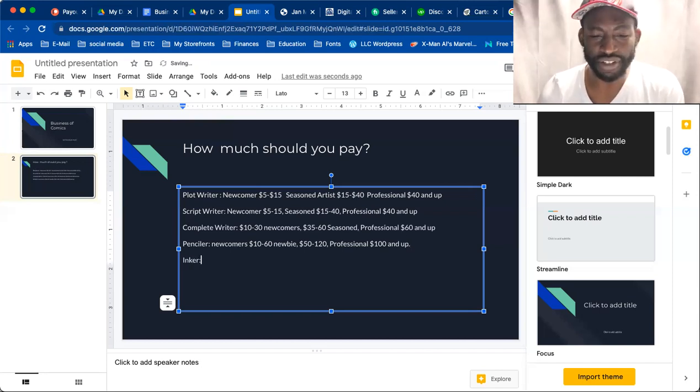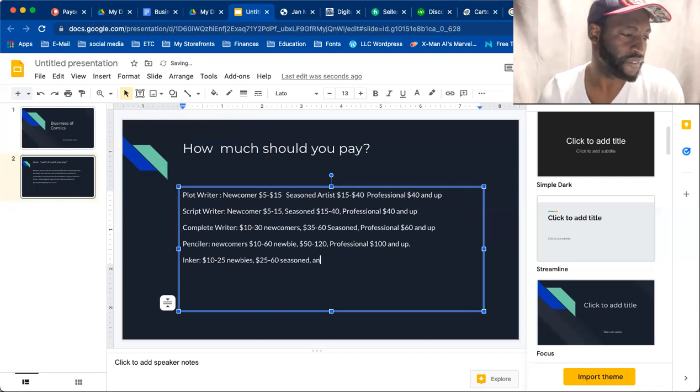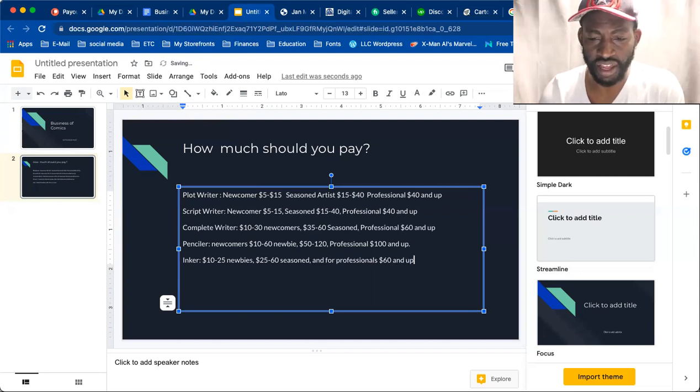Your inkers, you're looking at about $10 to $25 per page for newbies. $25 to $60 for somebody who's seasoned. And then for professionals, we're looking at $60 and up per page.